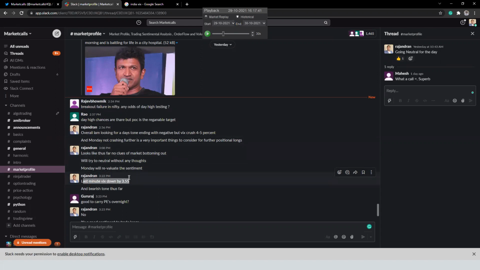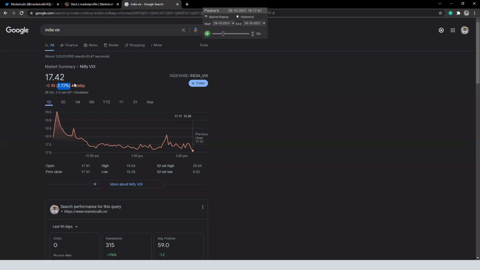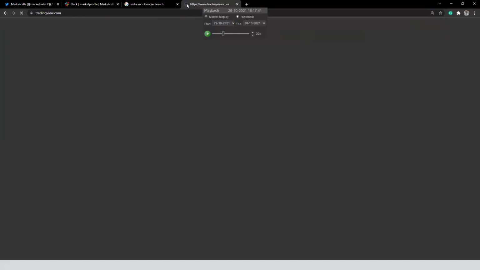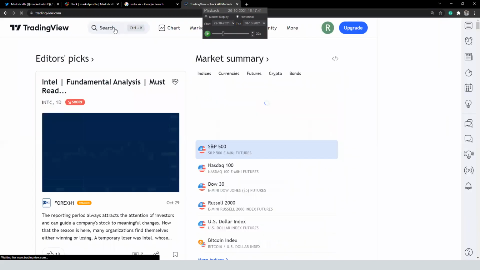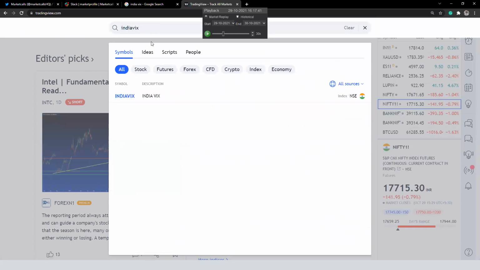At 3:22, VIX was like 3.55, and then at 3:26, VIX was down by 4.73. Finally, it adjusted to 4.4 or something like that. Maybe by the end of the day it would have been adjusted to 2.72 or something. I'm not pretty sure, but let's check the TradingView charts. India VIX, right? Maybe it would have been an adjusted close.